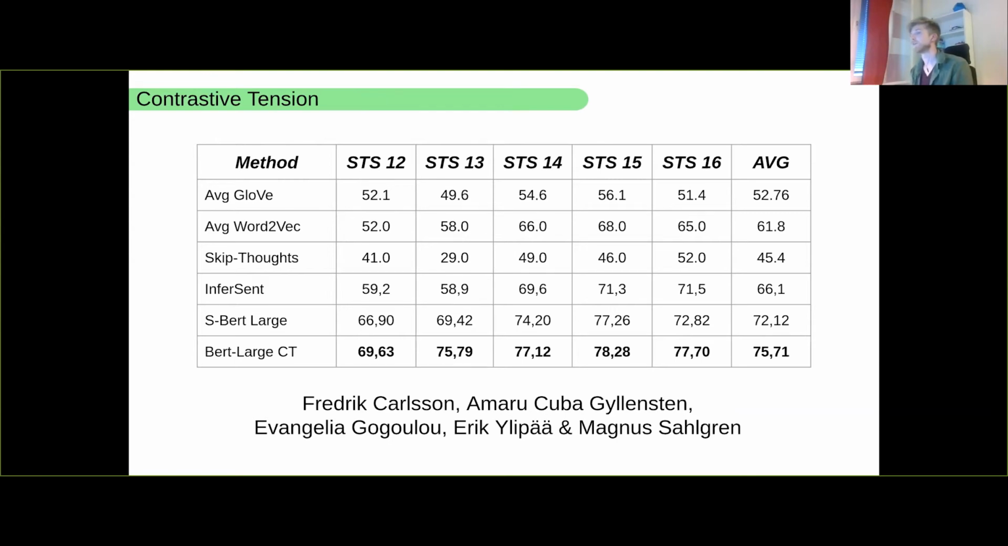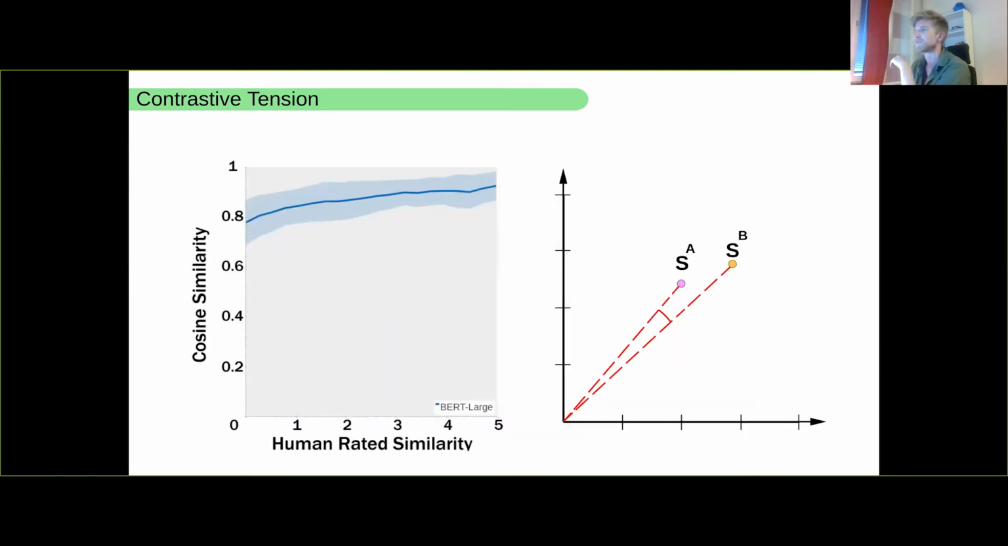And now we finally get to our method here. So we have developed contrastive tension. It's me, Amaru, Evie, Erik, and Magnus. And what we find is that we outperform all of the previous methods. I will explain the method in a minute, with the big benefit that our method does not require any label data whatsoever. And yes, from here on, I hope it will stay somewhat transparent what we're doing.